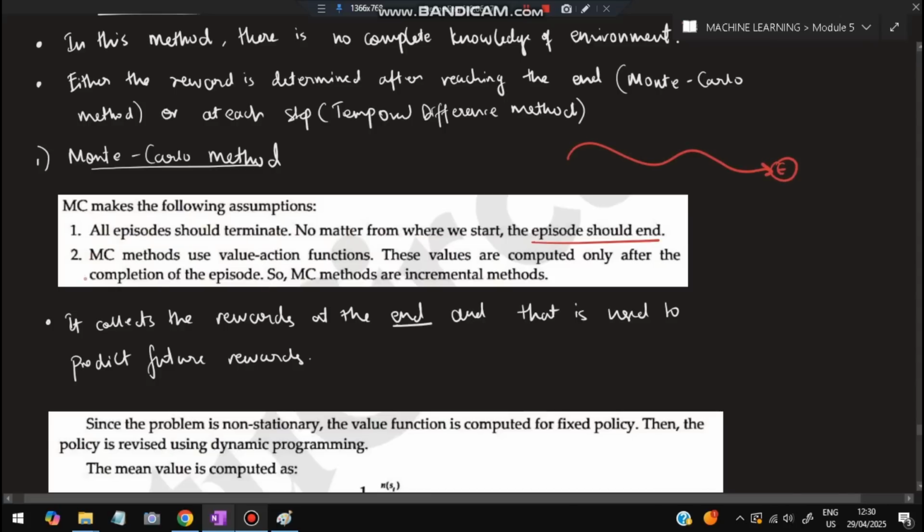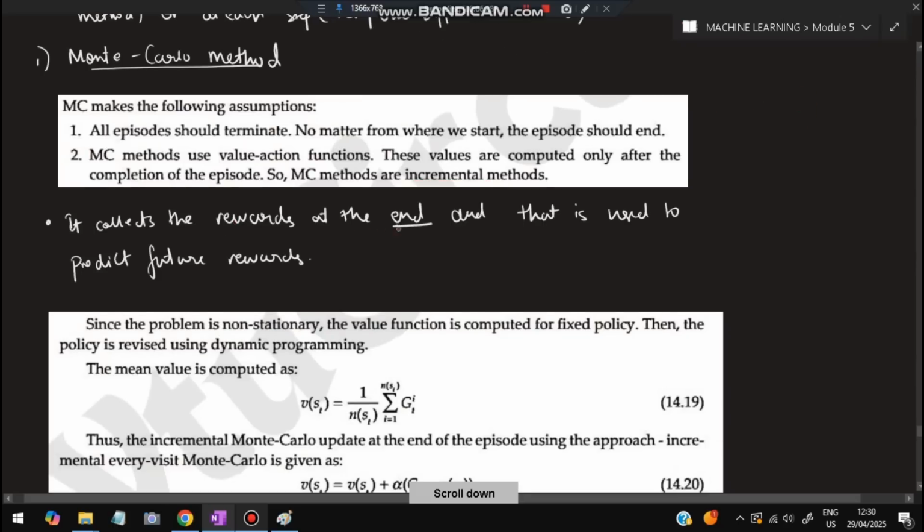Okay, it should reach the goal. Next is Monte Carlo method use value action functions. Okay, and these are incremental. At the end, when we reach the goal, then only we'll be getting the final reward. Okay, and it collects the rewards in the end, and it is used to predict the future rewards.